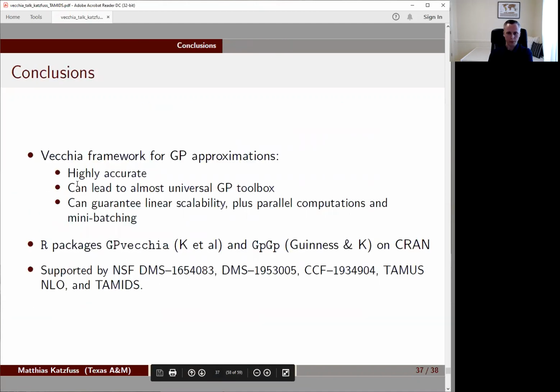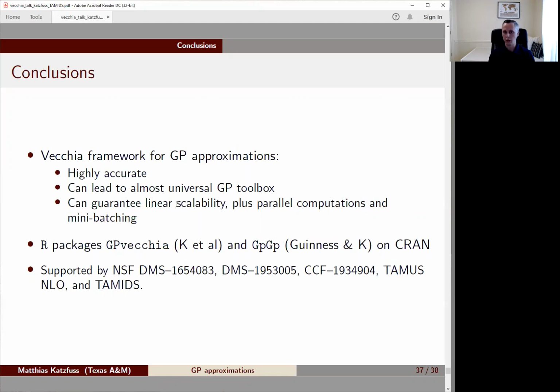Okay, so let me wrap up here. I've introduced this Vecchia framework for Gaussian process approximations. We've seen that at least in some settings, it can be highly accurate, and it can lead to an almost universal Gaussian process toolbox. We can do Gaussian processes without noise, with Gaussian noise, with non-Gaussian data, for computer model emulation, for Gaussian process regression. And in principle, we can apply this in even more complicated or different settings. So this Vecchia approach is very versatile in that sense.